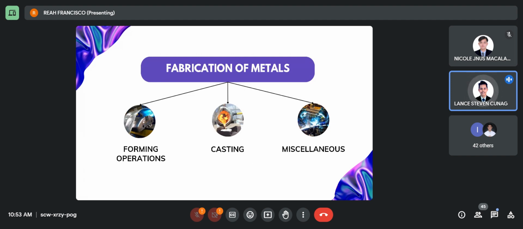Overall, the fabrication of metals is a critical aspect of modern manufacturing, allowing for the production of diverse metal products and structures. So we also have additional details to consider. We have metal selection, material selection, we have the joining techniques, finishing and coating, and the customization. So I'm going to be the one discussing the forming operations. Next slide.